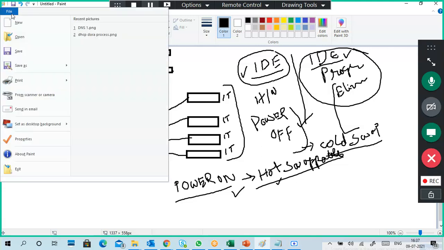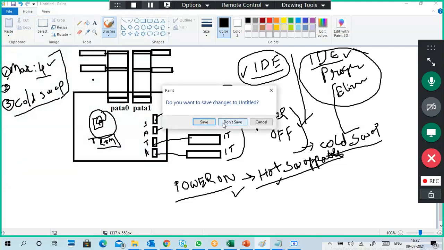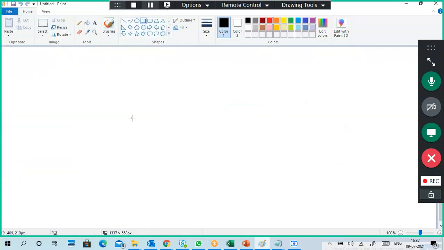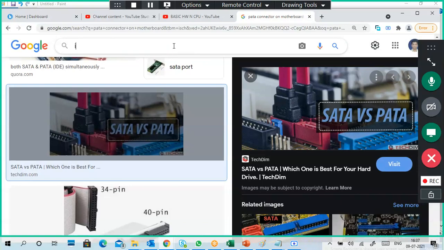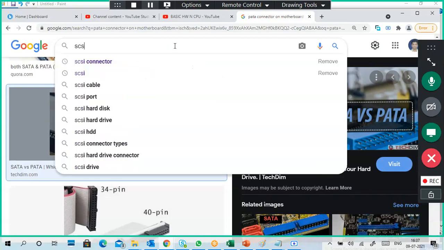So what is the solution for this one? This is my motherboard. I insert an interface card into its PCI slot. So what is this PCI slot? I will show you.